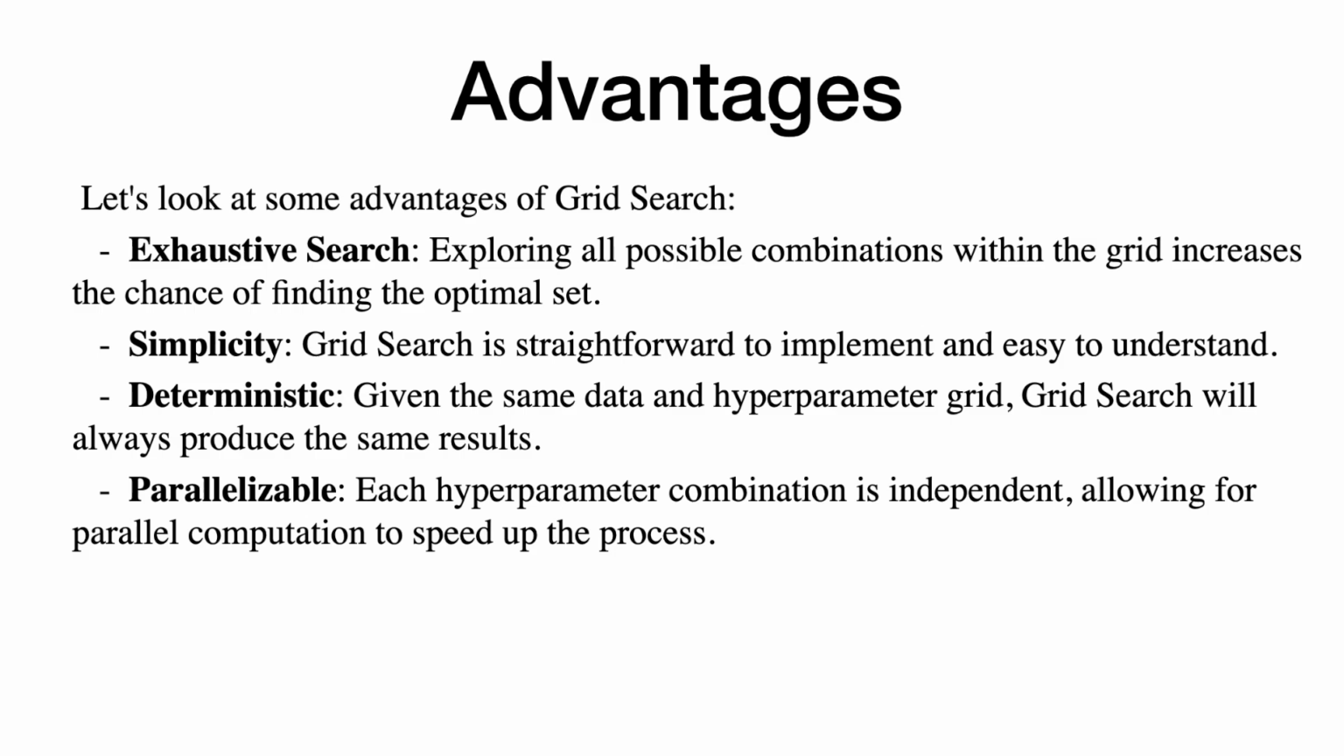Let's look at some advantages of grid search. The first one is exhaustive search. Exploring all possible combinations within the grid increases the chance of finding the optimal set. The second one is simplicity. Grid search is simple and easy to implement. The third one is deterministic. Given the same data and hyperparameter grid, search will always produce the same results. The final one is parallelizable. Each hyperparameter combination is independent, allowing for parallel computation to speed up the process.